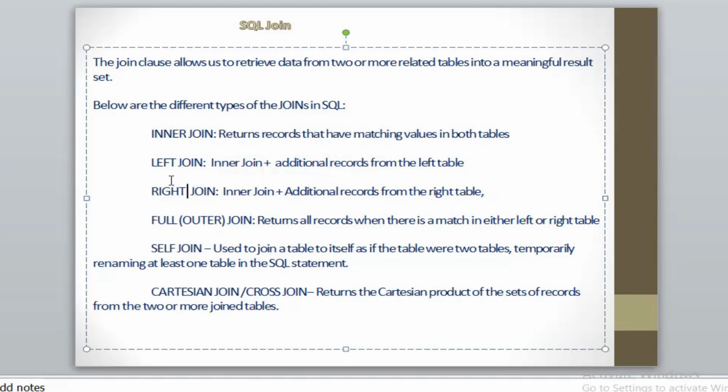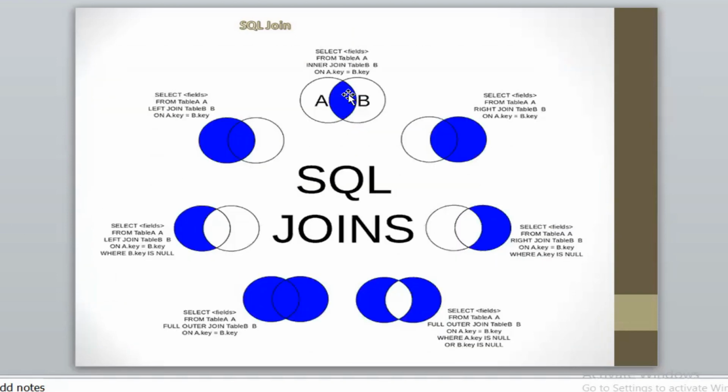That means outer means what? From the outer area, overall, everything, like from the left side outer, it went to the outer side also. I'll show you exactly. So inner join, what exactly is this? One sentence is sufficient to define it: return records that have matching value in both the tables. This is one table, this is one table, and these are the matching areas from both tables. So this is nothing but called inner join.